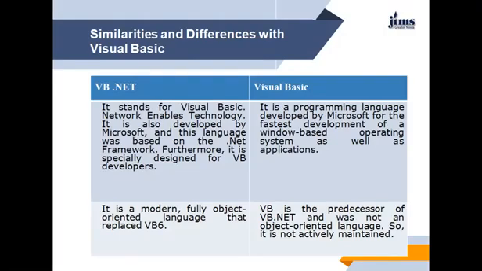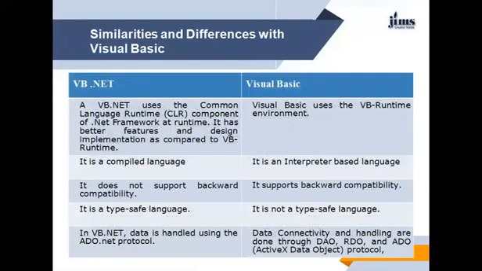VB is the predecessor of VB.NET and was not an object-oriented language, so it is not actively maintained and not accepted. VB.NET is a modern, fully object-oriented language that replaced the Visual Basic language, that replaced VB6. Visual Basic uses the VB runtime environment. However, VB.NET uses the common language runtime component of the .NET framework at runtime. It has better features and design implementation as compared to the VB runtime.